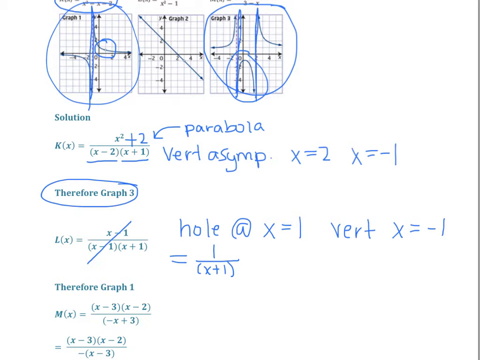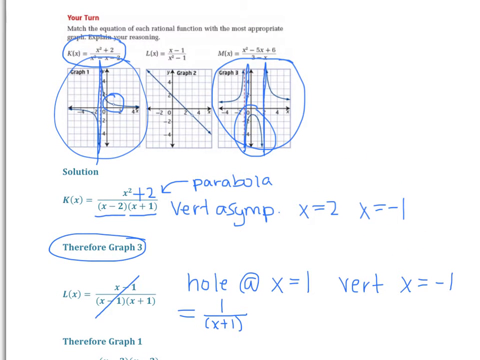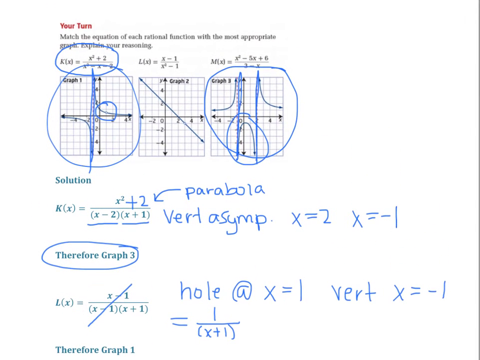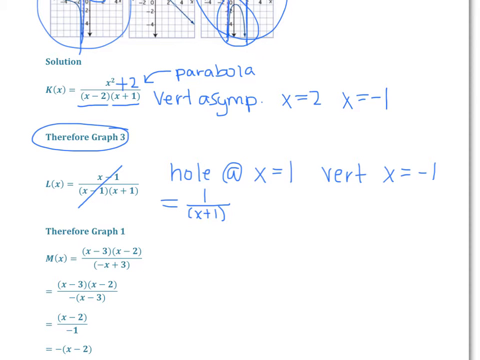The last one is M(x). If we look at M(x), we can factor the top to x minus 3 and x minus 2. And on the bottom, we have negative x plus 3. All I did, if we look back at the original, was switch that so that our x came first. A lot of you are going to notice that we can take the negative out of the negative x plus 3. If we take the negative out, we get a negative times x minus 3, which ends up being the same as the factor on the top.